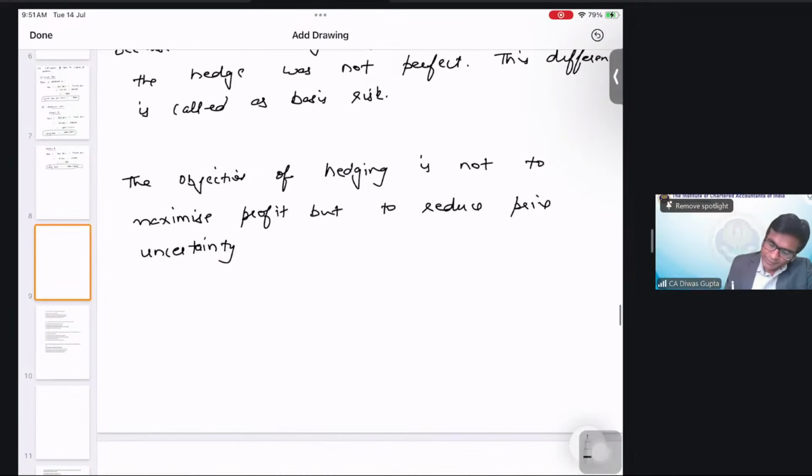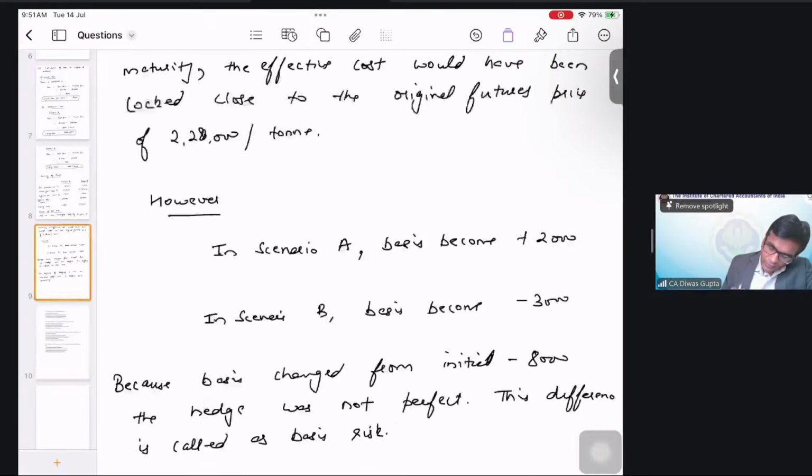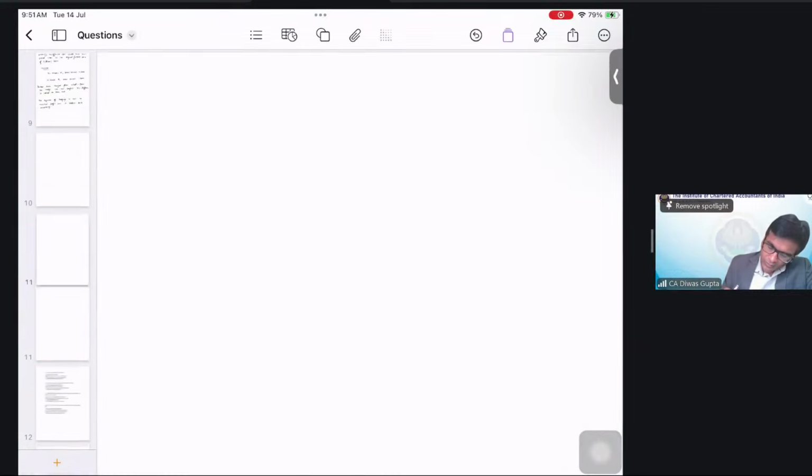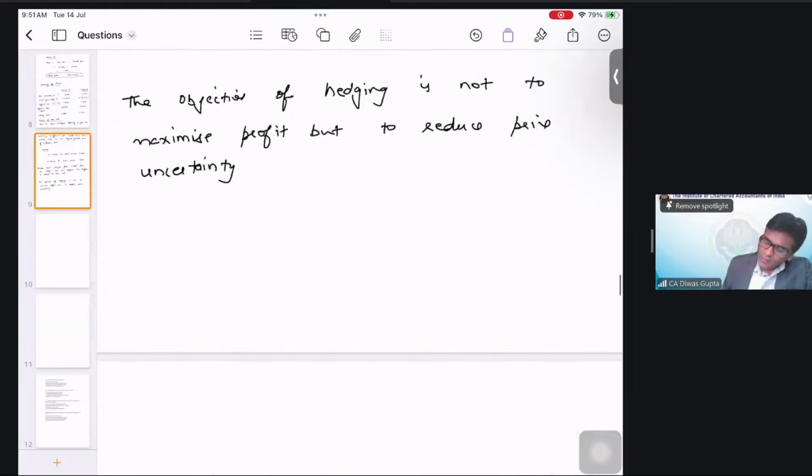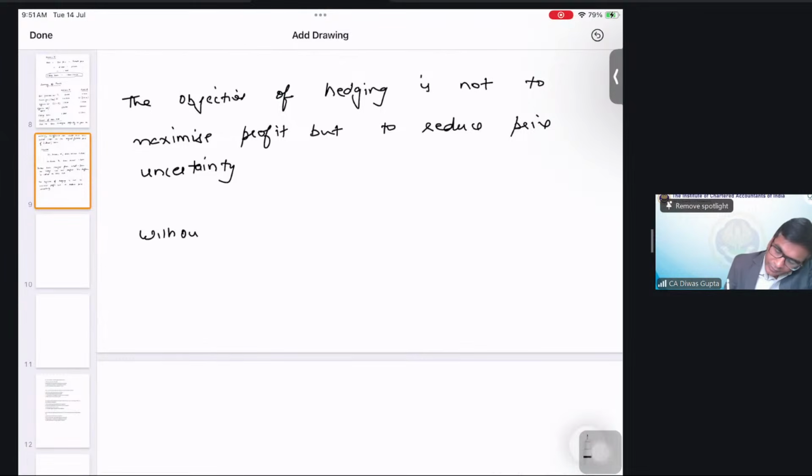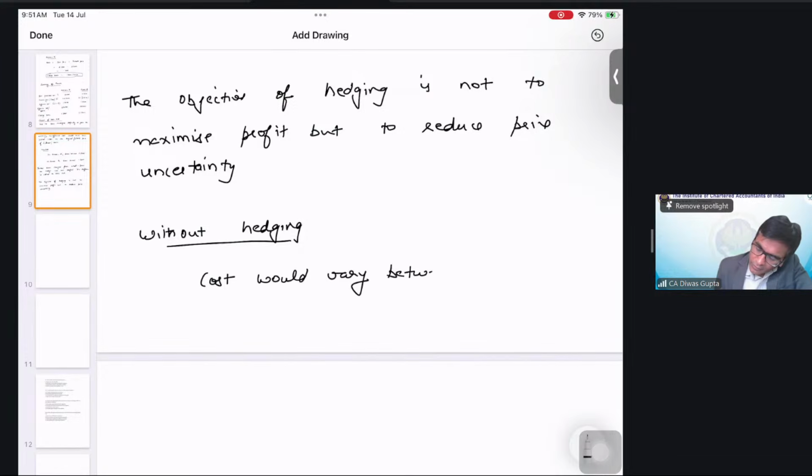So, without hedging, students, yes, so we were here. Without hedging, what would have been our scenario? Cost would vary between 10.6 crore and 12 crore. This is the original cash market price, right? So you see the range. Range is how much? Range is 1.4 crores.